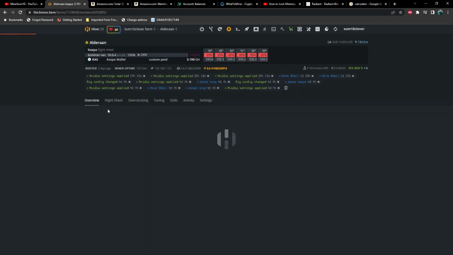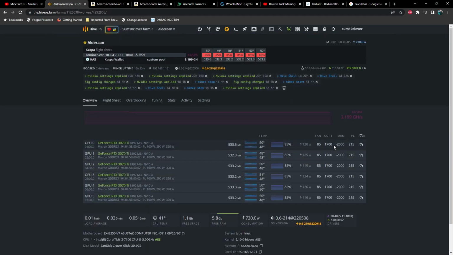Oh, by the way, to get to this, I dropped the core to 1700. And again, this memory number here, pay no attention to that. It is currently locked at 810. If you don't know how to do that, it's in one of my previous videos, and I'll link it above and down below.